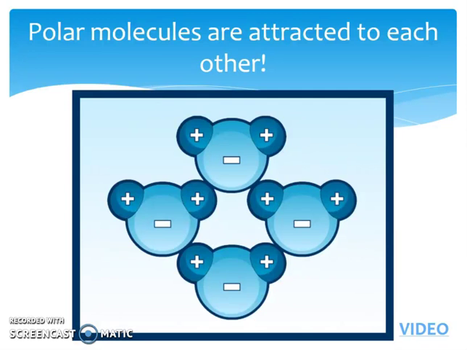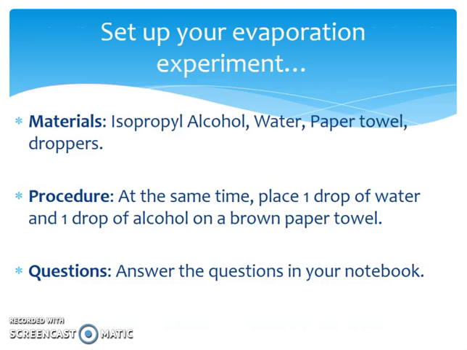So there you have it, a little bit of polarity explained. The next thing that you're going to do is our evaporation experiment. You're going to get from your teachers the materials that are listed on your sheet: some isopropyl alcohol, water, a paper towel, and the droppers.